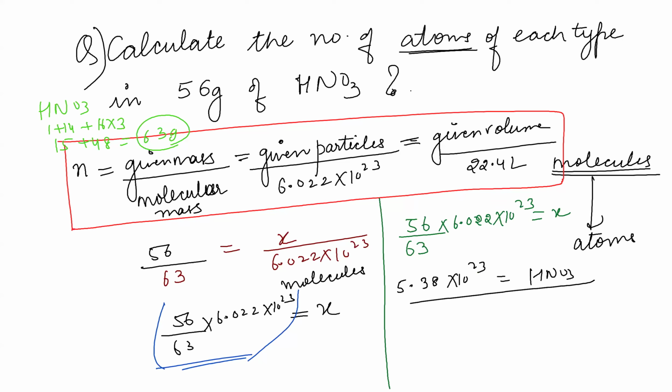Now the question is asking me how many H atoms, how many N atoms, and how many O atoms. So from the molecule itself, I can see that there is one hydrogen atom, one nitrogen atom, and three oxygen atoms. So we'll have one H, one N, and three O. Are we understanding?